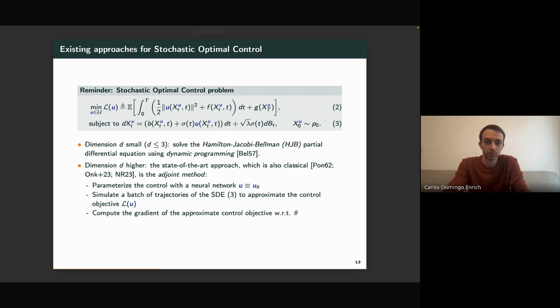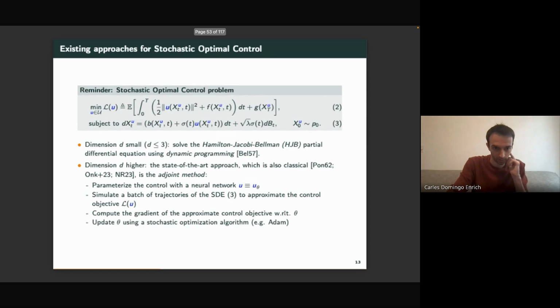Because for every time step of the trajectory, we're actually using U to construct the following iterate. So this computation of the gradient involves keeping the whole trajectory in the computational graph, and then backpropagating through every single iterate. Once you have the gradient, you just update theta using a stochastic optimization algorithm like Adam, and you know the drill. This is just the usual strategy.